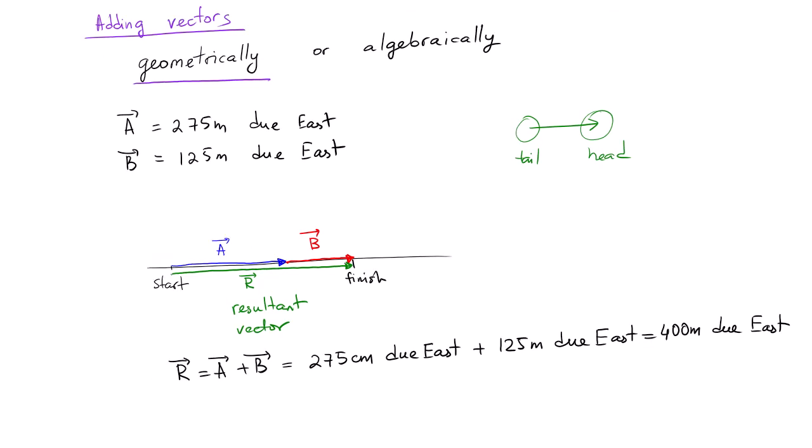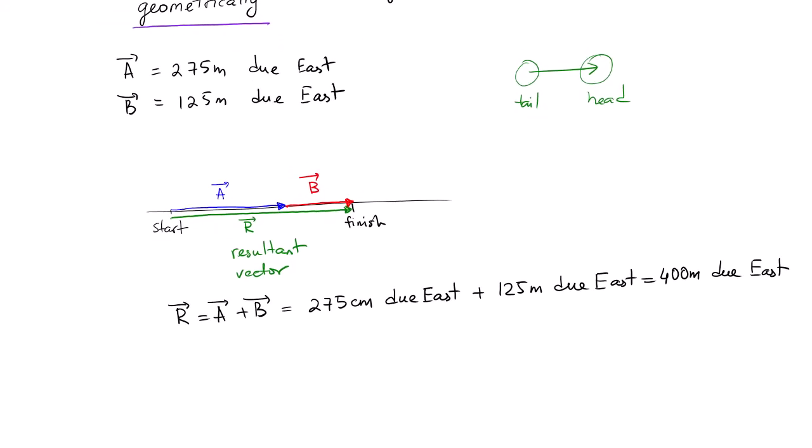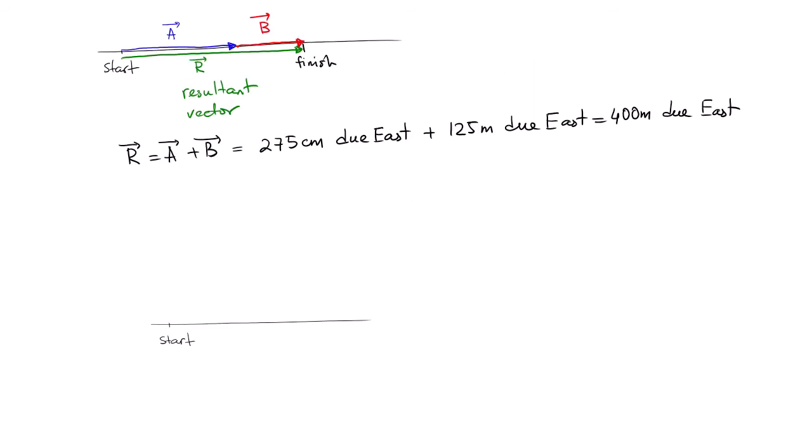Now, what if the car moved due west after the 275 meters due east, meaning vector B is directed due west? Let me draw the situation for you. First, we place vector A, that is 275 centimeters. Why did I write centimeters? It has to be meters. Meters due east.